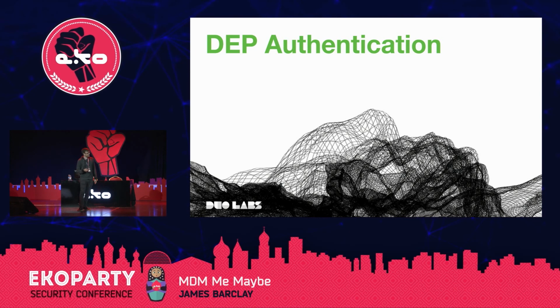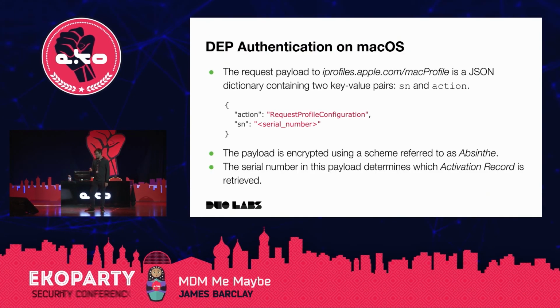So I'm going to talk about how devices are authenticated as part of this DEP check-in process. The request payload that is sent to this macprofile endpoint is a JSON dictionary containing two key-value pairs: Action, which is the remote action to perform, and SN, which is the serial number. This payload is encrypted using a scheme that's internally referred to as Absinthe. And the serial number in this payload is what determines which activation record is retrieved.